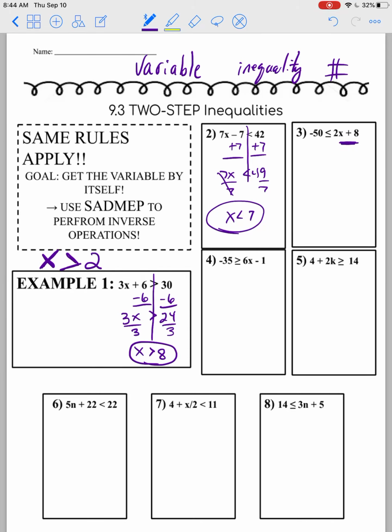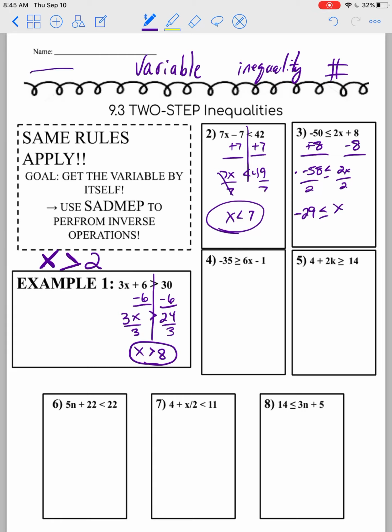Okay, so notice this one, the variable is over here. So at the end, we need to do one more extra step. But we can minus 8 and we can minus 8. Negative 50 minus 8 is the same as negative 50 plus a negative 8. So it's negative 58 less than or equal to 2x. I'll divide both sides by 2. It's going to be a negative because that's a negative sign. Watch the negatives. And then 58 divided by 2 is 29. Negative 29 less than or equal to x.